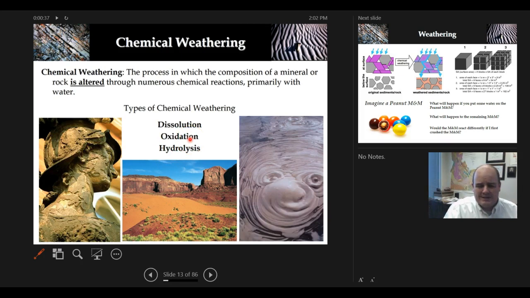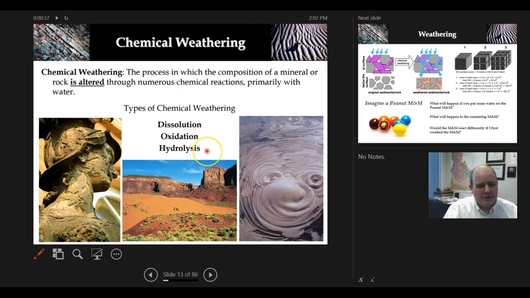Oxidation is the breakdown of the iron within a rock, and so the iron will actually react with the oxygen, and therefore will be extracted out of the mineral and into a form of some type of rust. So you can see that within these sediments here in the southwestern United States.